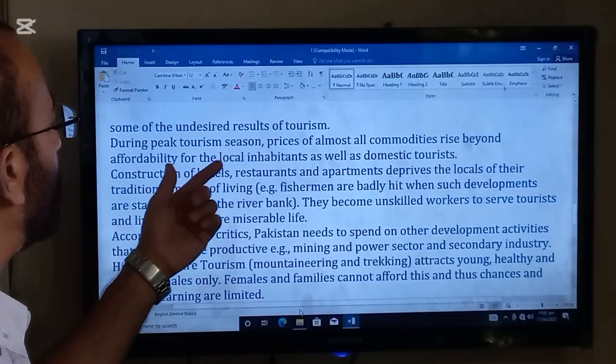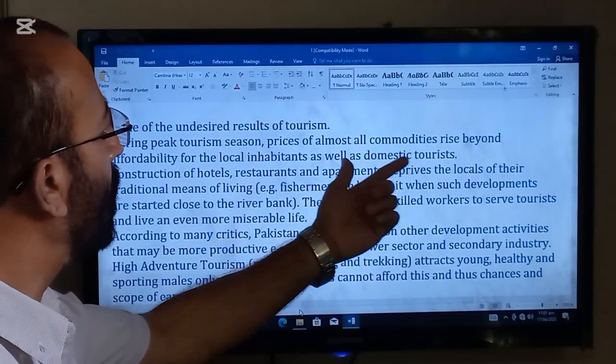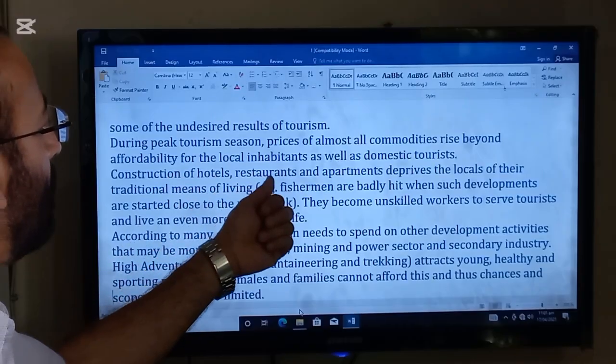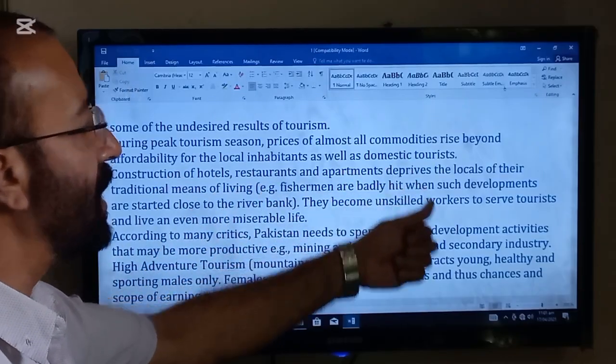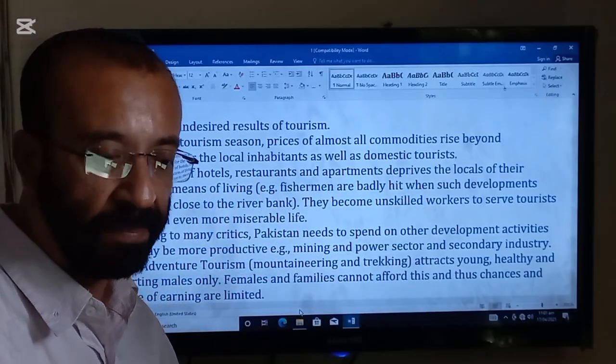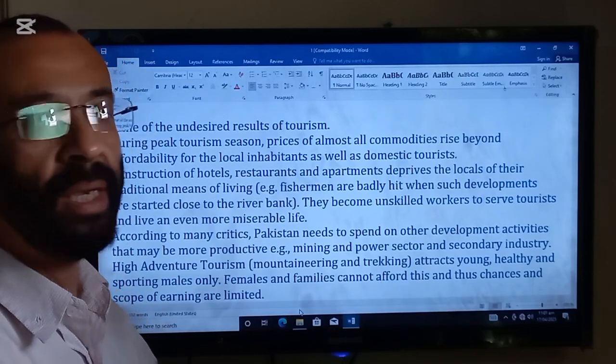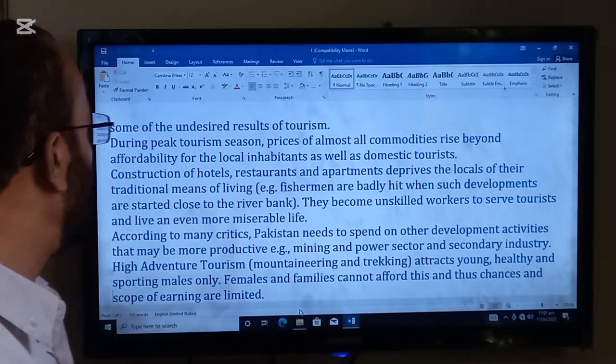During peak tourism season, prices of almost all commodities rise beyond the affordability of the local inhabitants as well as domestic tourists. So, prices of things normally rise because of the high demand. So this is the disadvantage.